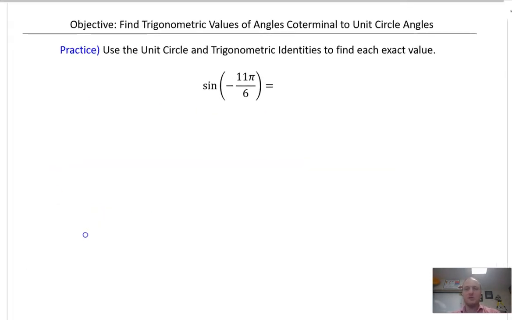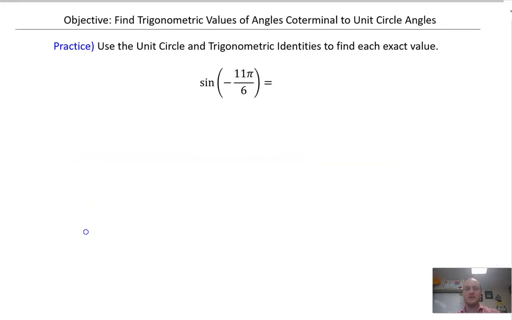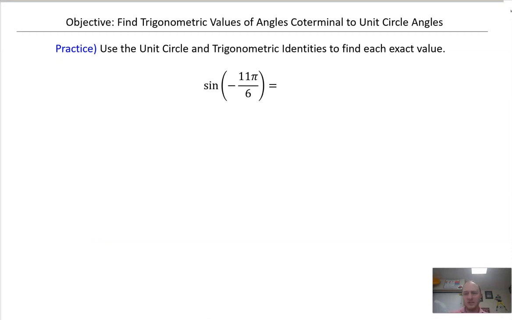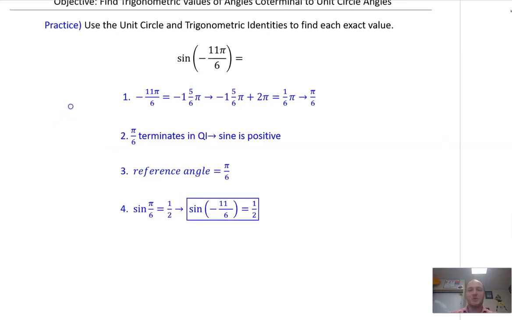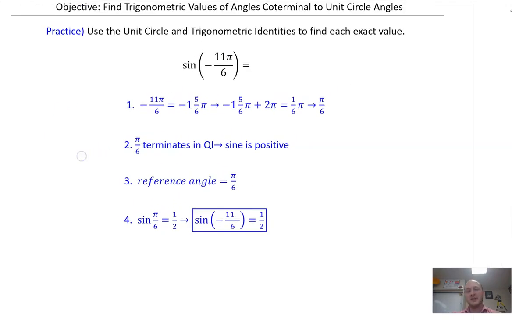Please pause the video. I want you to go ahead and try this. Do it. Did you pause it? Good, here's the answer. It is 1/2. So 11 pi over 6, that's coterminal with pi 6. Man, that's easy. That's the first quadrant. Everything positive, always positive. And you get 1/2.